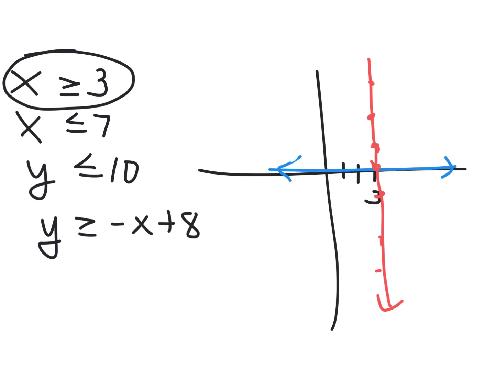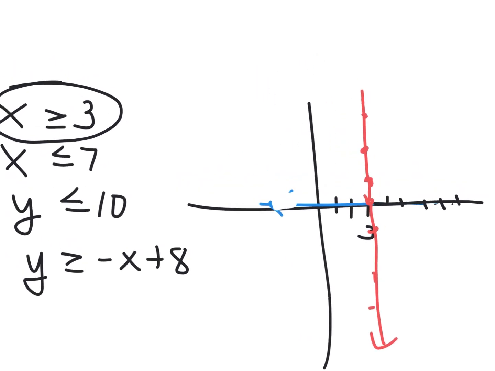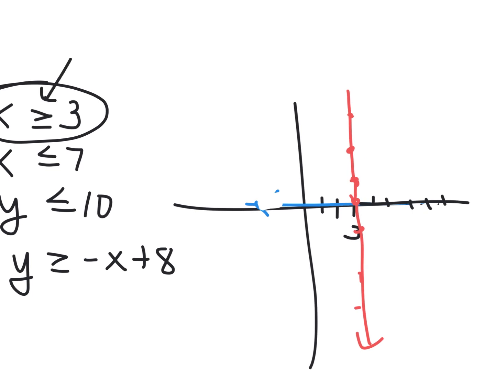Now, I always said you should shade it based on above or below, but this is the only kind where you can't do that. You can't shade above or below a line that goes straight up and down like this. So then you've got to think left or right. I want bigger than or equal to 3. Do you agree the bigger than numbers are over there? Yeah. So I'm going to shade to the right.